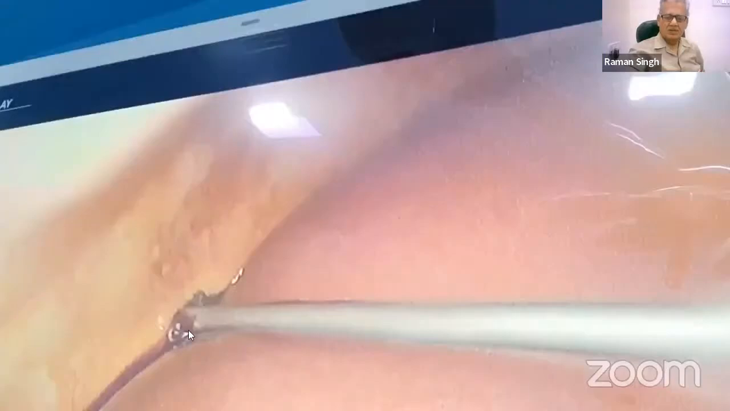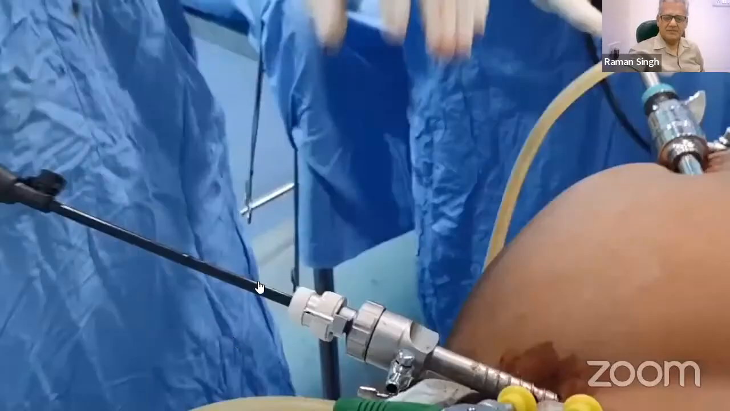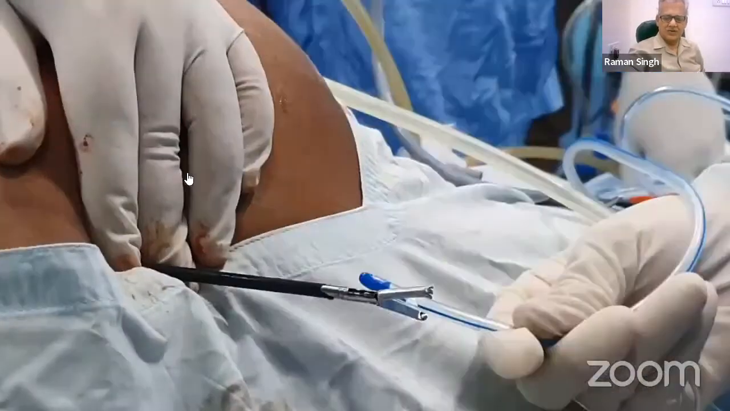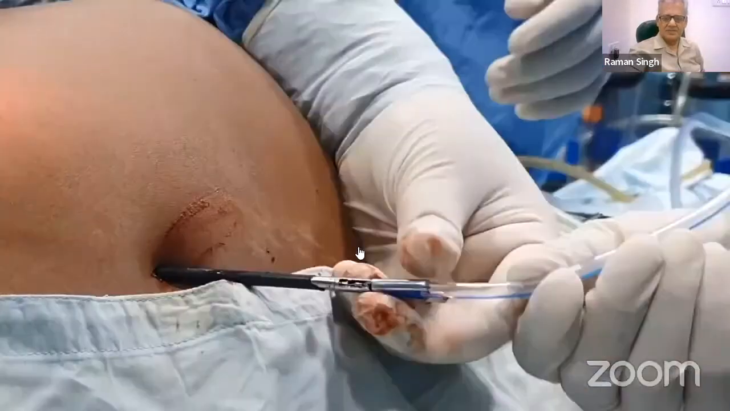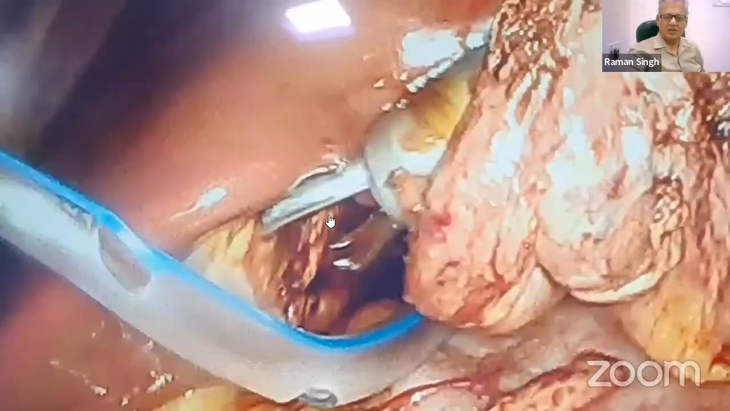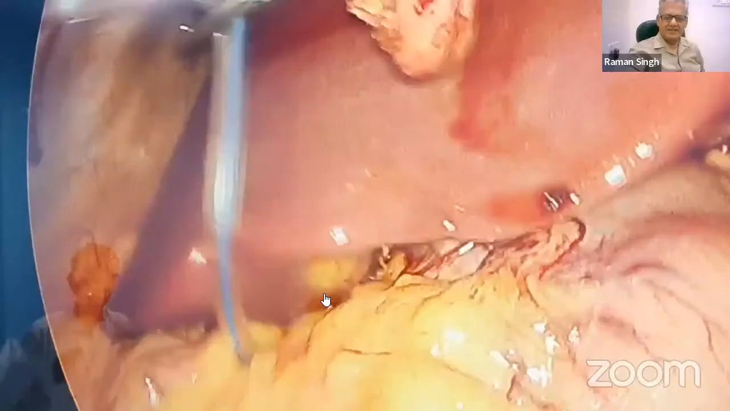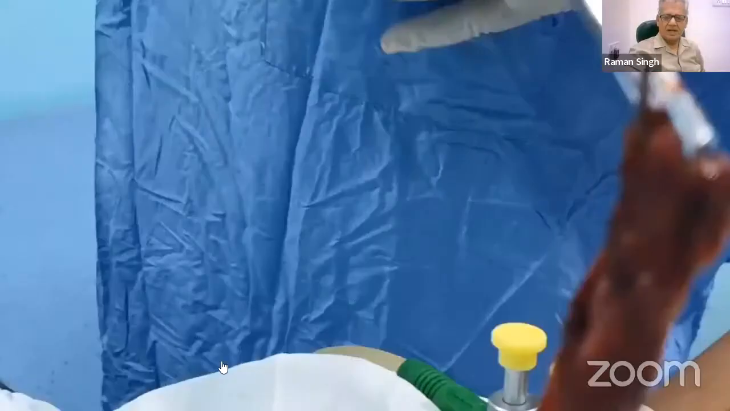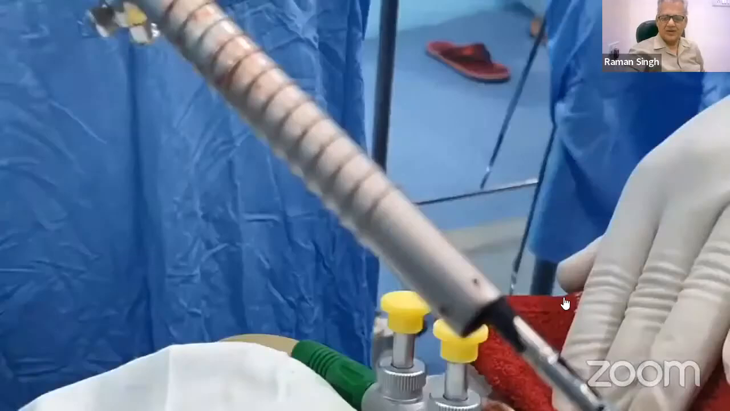After removing the gallbladder, we suck these fluids with the help of the suction machine, and usually we use a drain tube for drainage purposes to clear out all the leakage, that is serous material or the leakage of some bile, and this gallbladder is pulled out from the epigastric port.